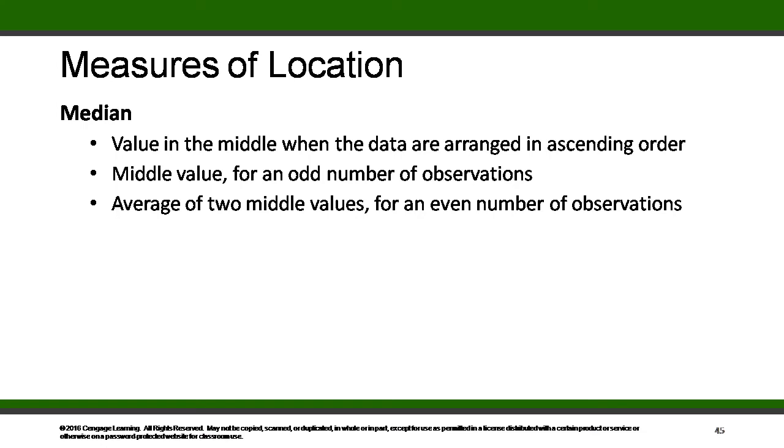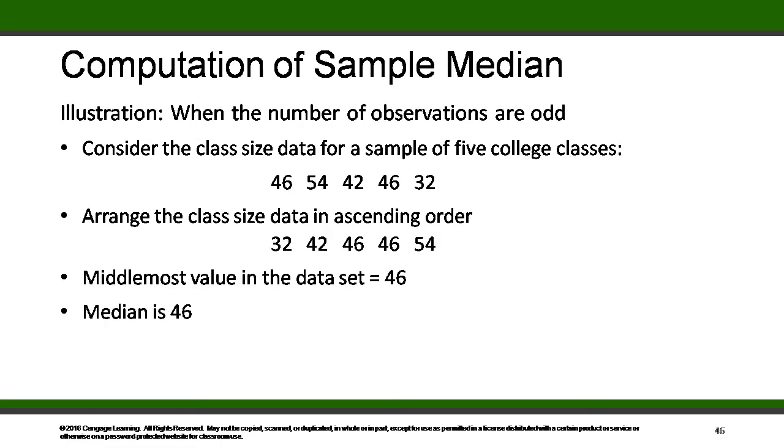Measures of location. Median. The median is the value in the middle when the data are arranged in ascending order, and the middle value for an odd number of observations. It's the average of two middle values for an even number of observations. Example, when the number of observations is odd, consider the class size data for a sample of 5 college classes: 46, 54, 42, 46, 32. Because n is 5 and 5 is odd, the median is the middlemost value in the data. We can arrange the class size data in ascending order, and the middlemost value in the dataset is 46. So the median is 46.